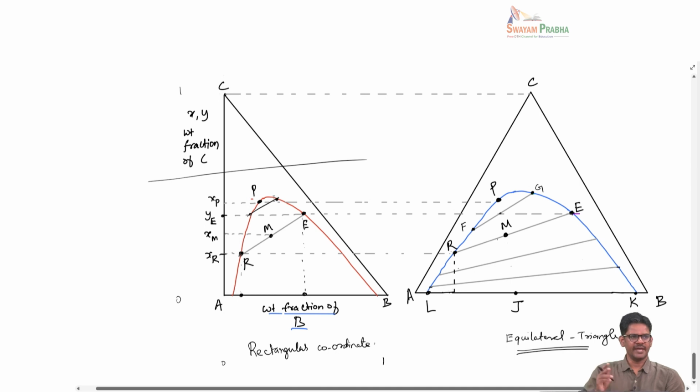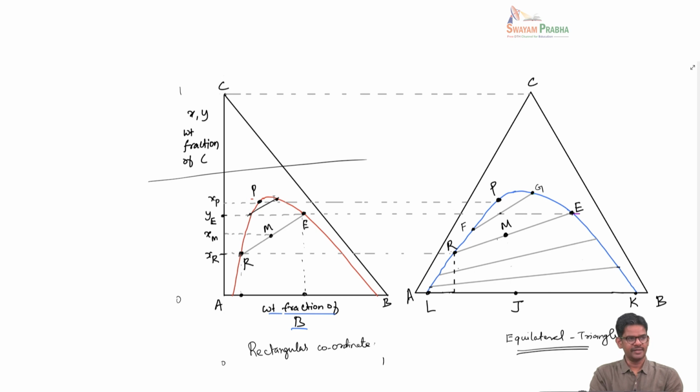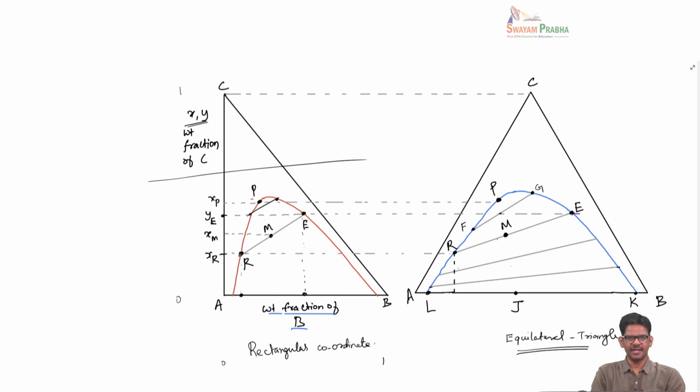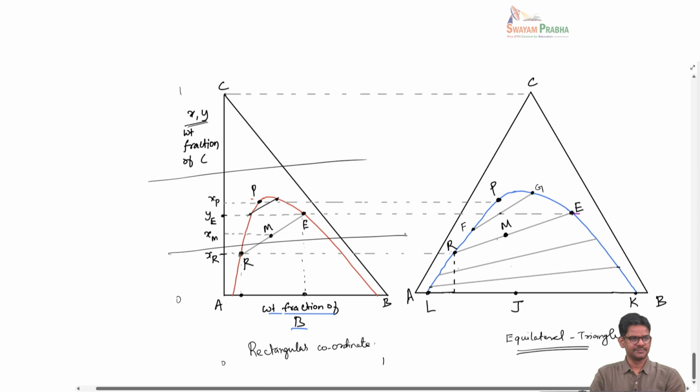So every tie line in an equilateral triangle diagram can be mapped onto a rectangular diagram by reading the values of X and Y, and at the same time plotting that in terms of weight fraction of B. We are not losing any information here. The only thing is we are rescaling. The advantage of this rectangular diagram is that we don't have to complete it to full pure component C. We can truncate anytime we want. Sometimes we can truncate even right here if my operation is only below this line.